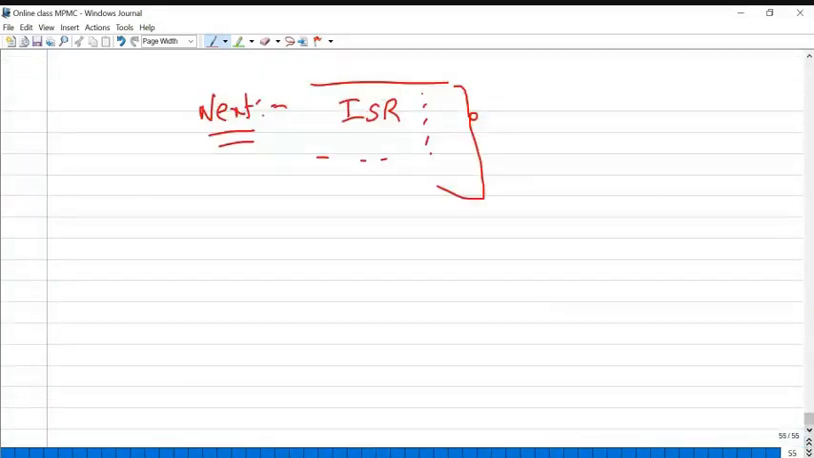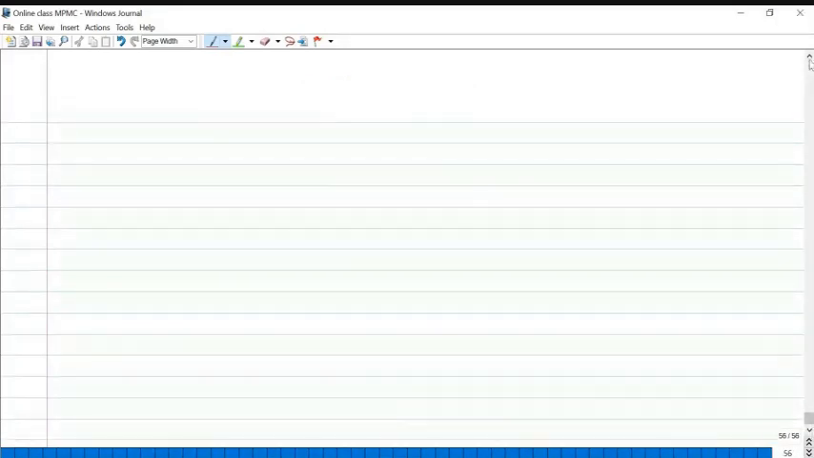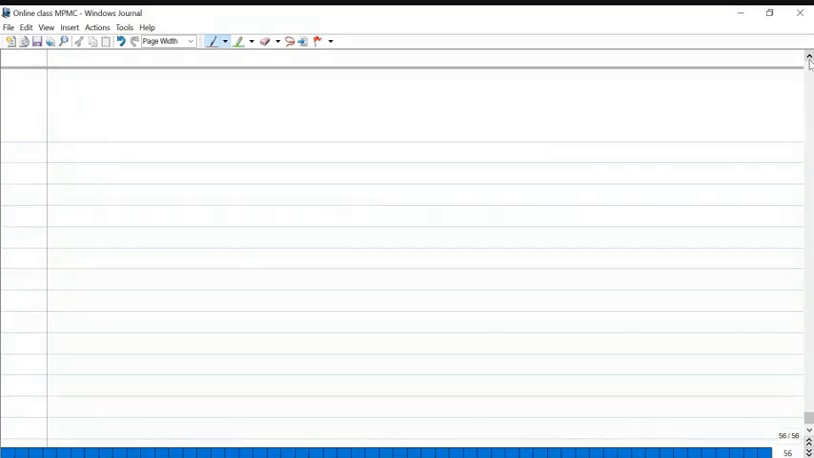So I think we covered most of the topics in unit 1. And one small topic, then we'll go for the revision. That is direct memory access. Direct memory access.